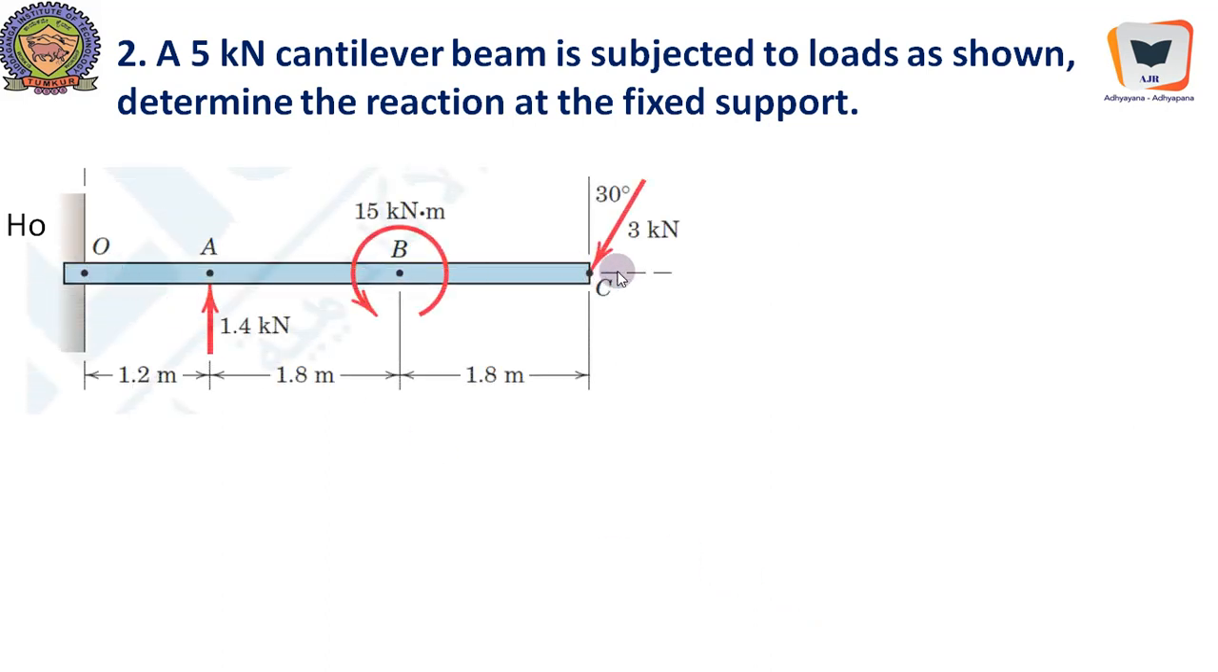A 5 kilonewton cantilever beam, that is, the total weight of the cantilever is 5 kilonewton, is subjected to loads as shown. Determine the reaction at the fixed support. As we know, a cantilever beam will have only one support, that is the fixed support.